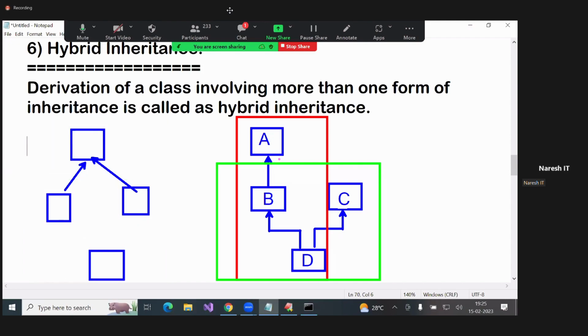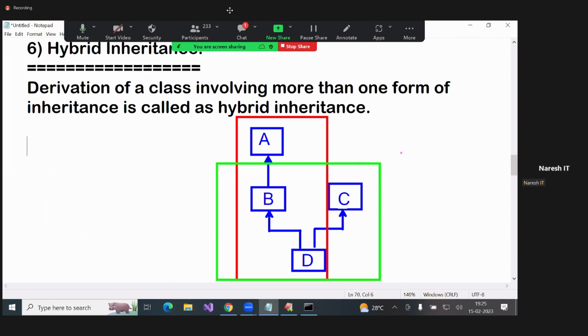Now, is it over? See here, two forms combined, that is hybrid. Like this, n number of examples are possible for hybrid. Not only this example, many are possible. Multipath inheritance is also one example of hybrid. Okay. Is it over? Note done.